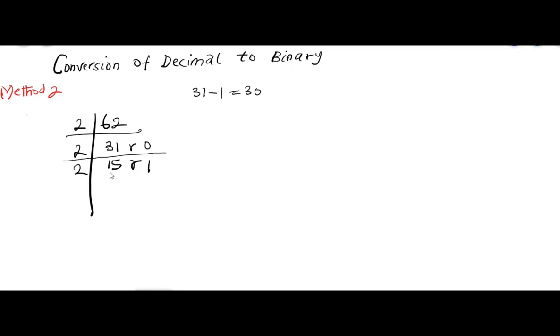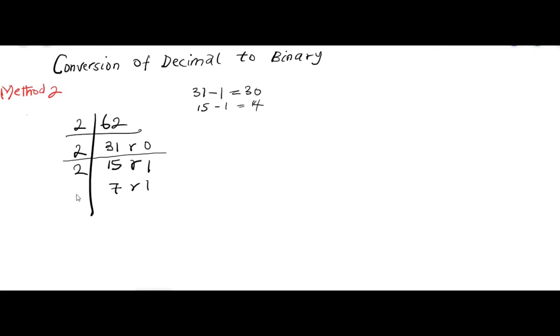So 15 divided by 2. 15 is not an even number, the 5 here is not an even number, so we subtract 1. 15 minus 1 is 14. So 14 divided by 2, we have 7. Since we subtracted 1, we have remainder 1.